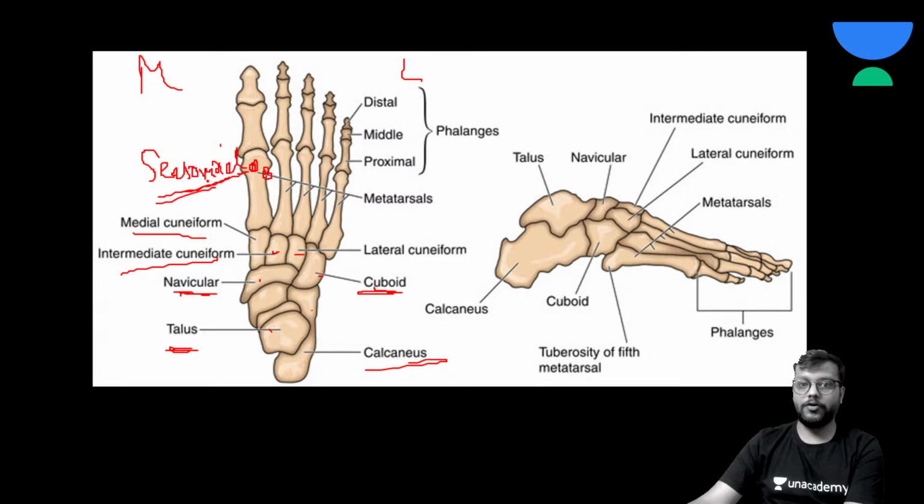Okay, यहाँ पे sesamoid bones होती है. See in the lateral, you can see this is calcaneum, talus, navicular, cuboid. 2 cuneiform सी दिखती है आपको lateral view में. कौन कौन सी? Lateral plus intermediate.